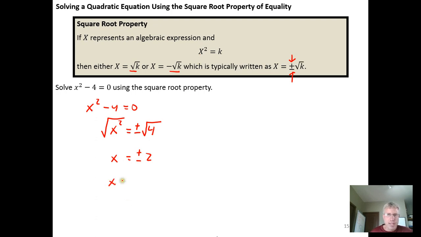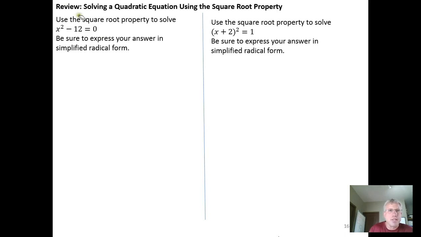If we wanted to write the answer in set notation, we would just say x is an element of the set that contains negative 2 and 2. Although for my purposes, unless I explicitly tell you to put it in set notation, this compacted notation is just fine. So looking at another example, use the square root property to solve x squared minus 12 equals 0.